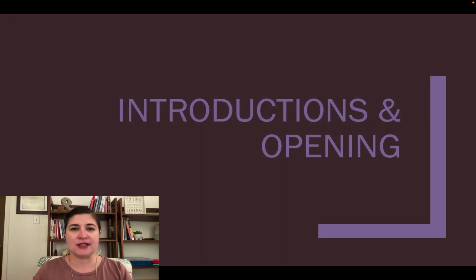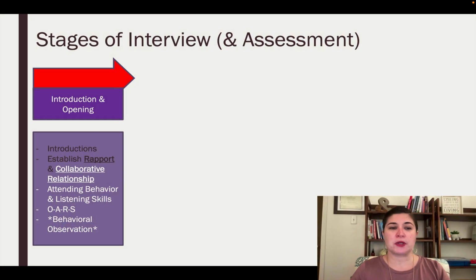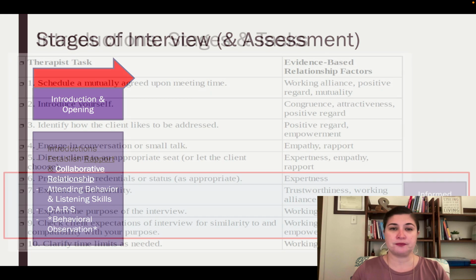Now, these next few slides are going to focus on the introduction and opening section of the interview. As discussed, we're going to focus on establishing rapport, creating a collaborative relationship with the client, and utilizing those interview techniques that were discussed in the nonverbal and verbal communication section.